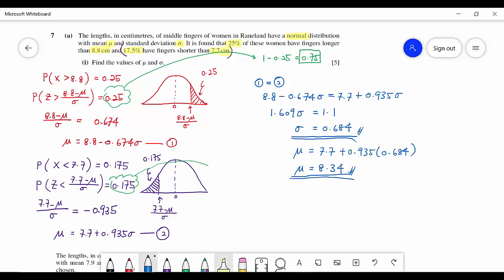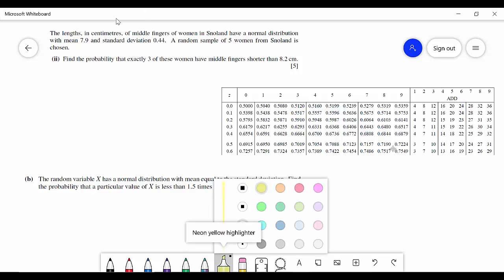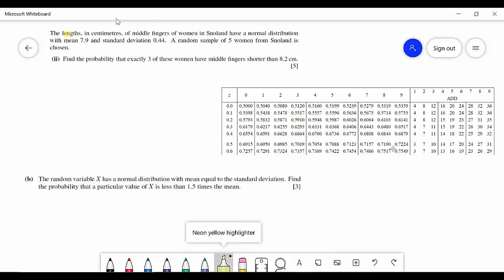All right, so this is how we get the value for sigma and also how we get the value for the mu. Okay, so continue with 7a part number 2. Now for this question, they mention that the length in centimeter, for another country or another place, has a normal distribution again. So highlight the keyword normal distribution with this mean and also this standard deviation.